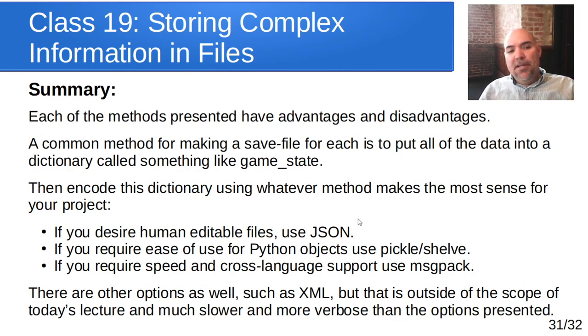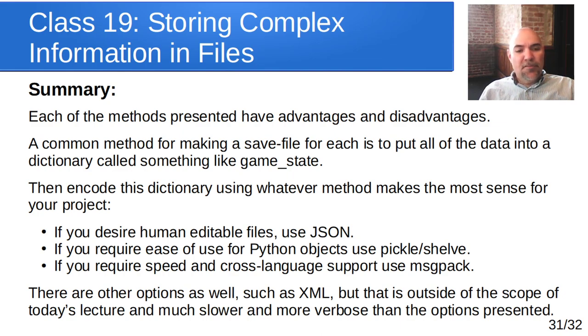Okay, so quick summary. Each of those methods that we talked about today have some advantages and disadvantages. A common method for making a save file for each is to put all the data into a dictionary called something like game state, and then just encode that dictionary. And really, which of those you use depends on what you want for your project.